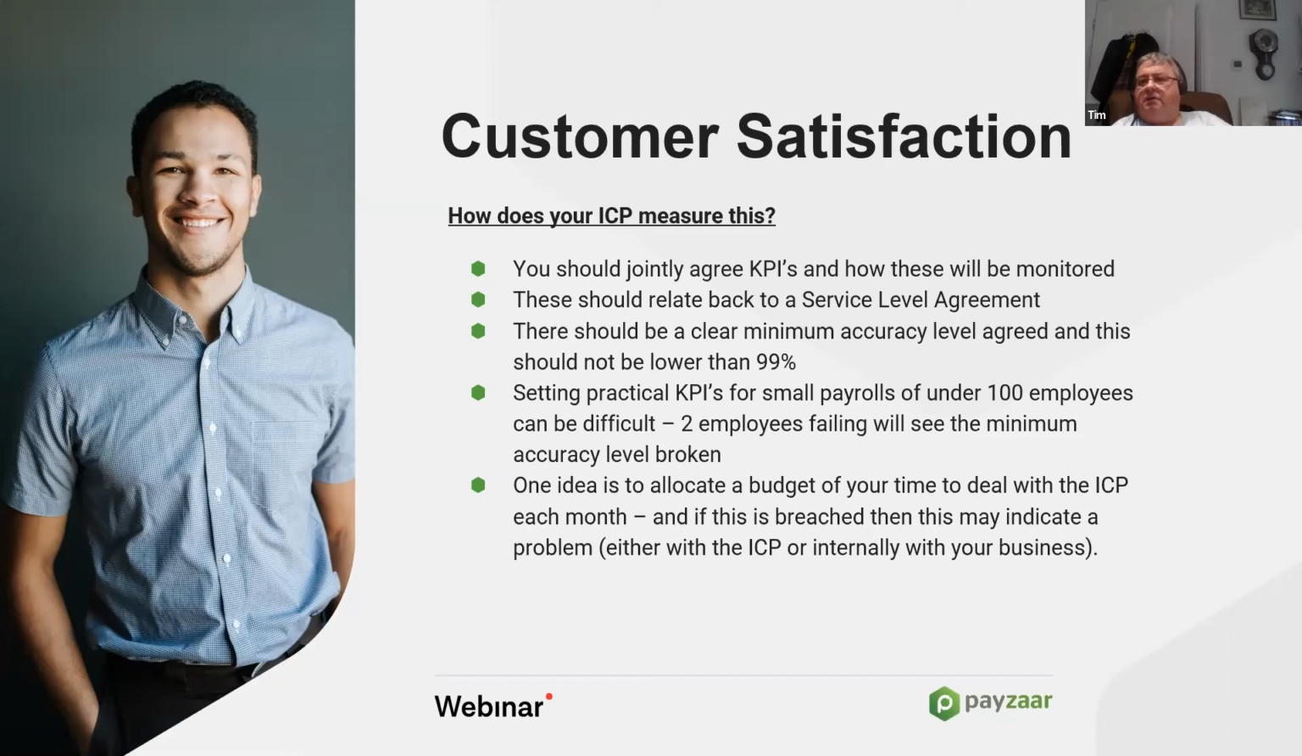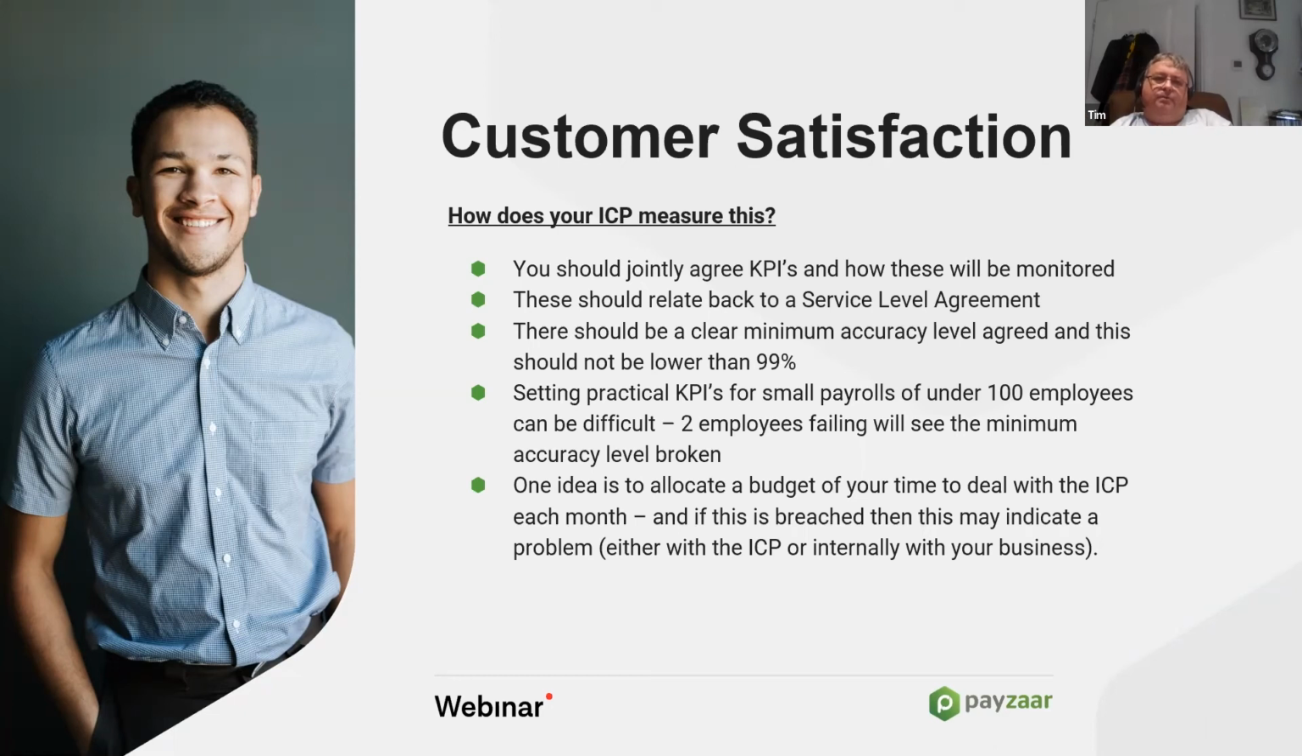We're expecting there to be an overall minimum accuracy level agreed. Do not accept an accuracy level less than 99%. Certainly some of the bigger providers will attempt to squeeze in a number of 98, or even, I've seen recently, 96%. That is not acceptable. 99% is reasonable. Things will always go wrong. We are all human beings, but they ain't going wrong more than 1% of the time. That would simply not be an acceptable service.